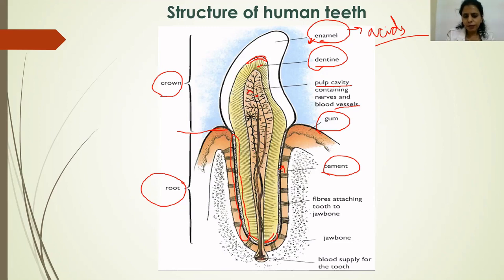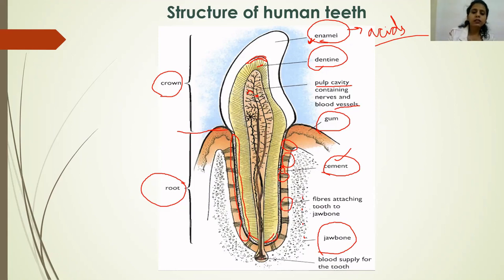The next part of the human tooth is cement, another name for which is cementum. You can see here in the diagram that fibers are coming out of this cement, and these fibers attach the root of the tooth to the jawbone. This dotted structure here is the jawbone, and it is attached to the tooth with the help of these fibers protruding out of the cement.